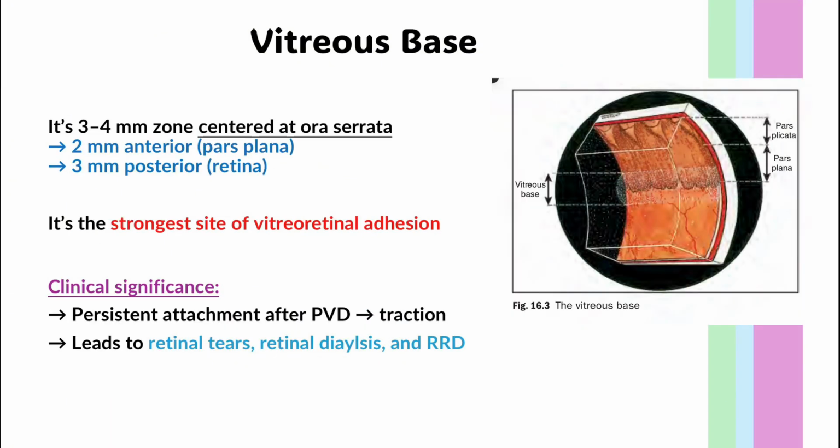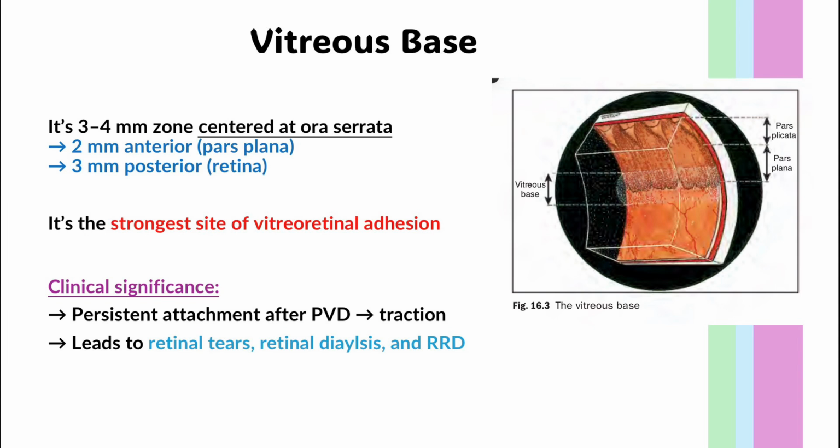Now, besides being an important anatomical boundary between the peripheral retina and pars plana, the ora serrata is also the site of the strongest attachment between the vitreous and retina. This area of strong attachment is what we call the vitreous base. If you recall, the sites of vitreous adhesions in order from the strongest to the weakest are the vitreous base, then the optic disc margins, then the fovea and perifovea, and finally the major retinal blood vessels.